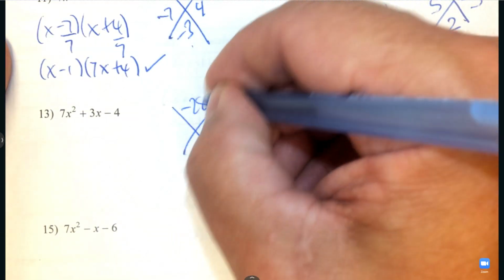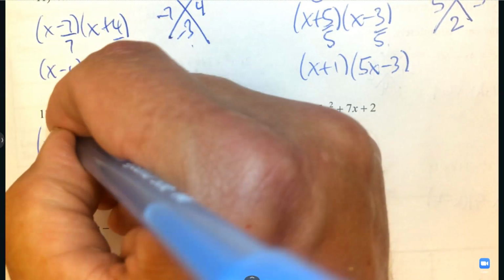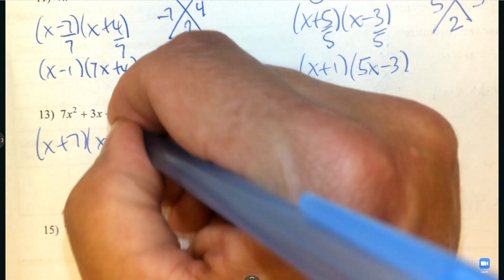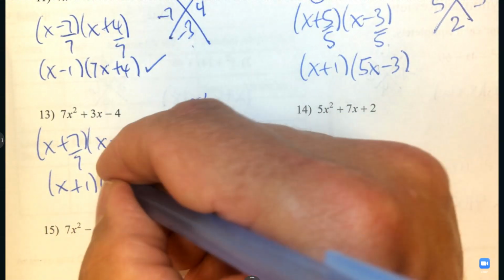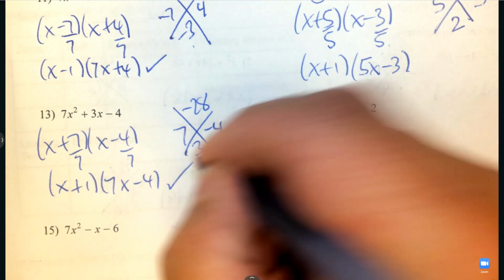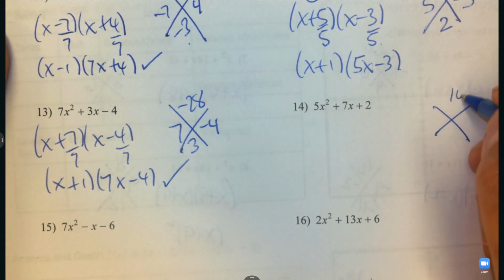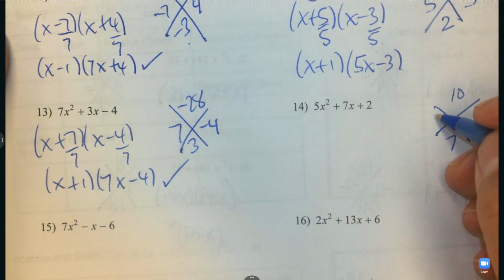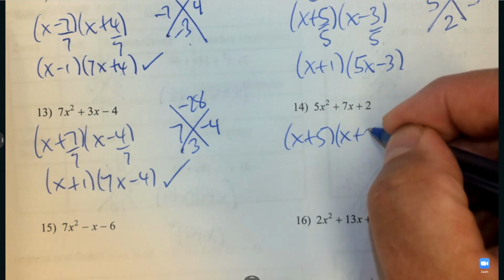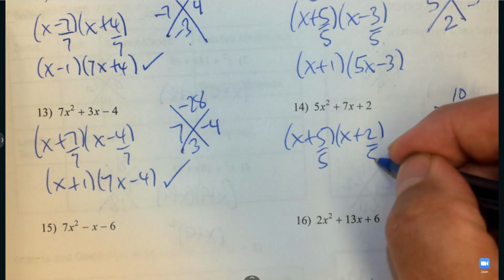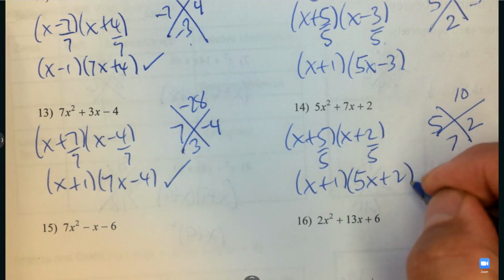Again, negative 28 and 3, just keep practicing. So your times tables are solid. You know them. Divide by 7. So 7 divided by 7 is 1. Slide the 7 in front and you have your factors. Again, 5 times 2. What two numbers fit here? Those are obvious, right? And then divide by 5. So I get plus 1 and then slide that 5 in front and it's 5x plus 2.